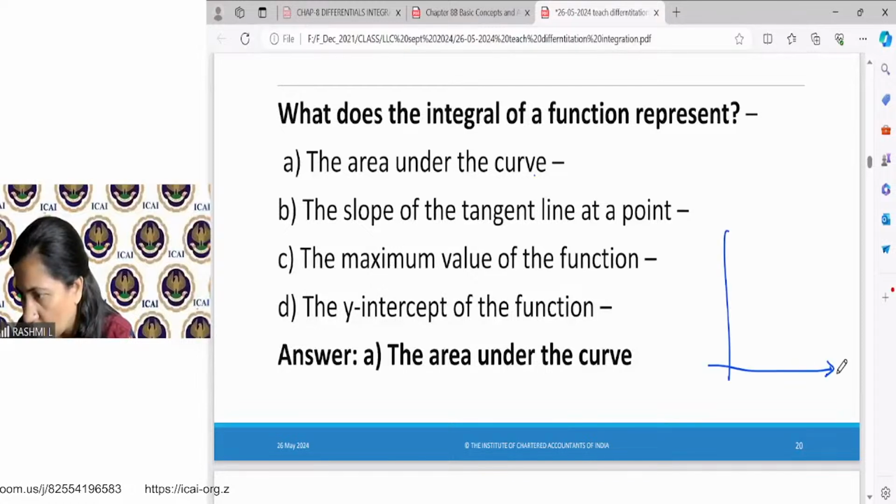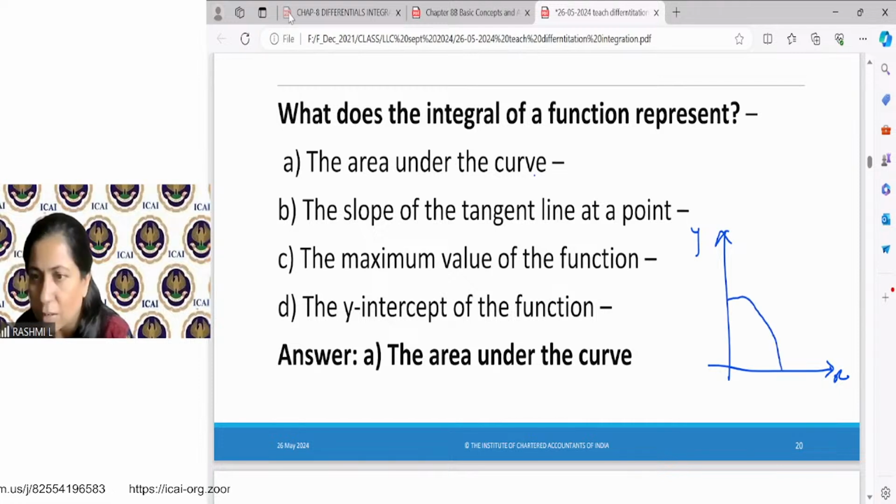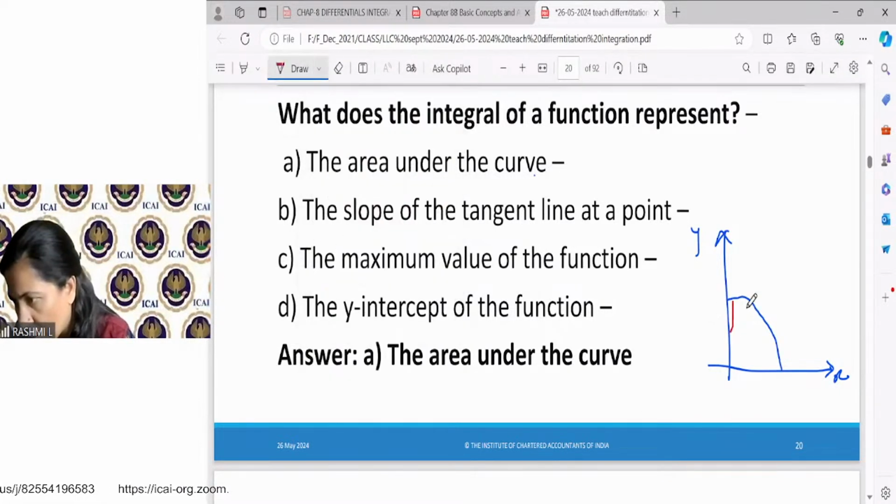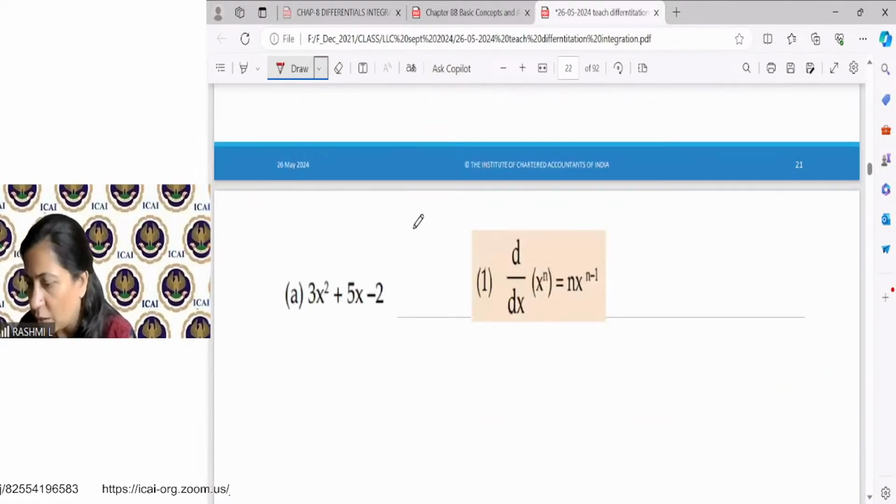So if this is my x-axis, this is my y-axis, and this is my function. If I want to find out the area, it is given by my integration. Okay. Now let us go around solving sums.